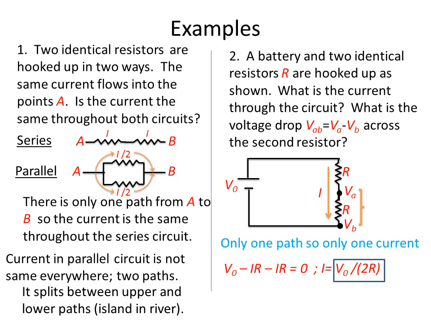Now to answer the second question, what is the voltage between VA and VB? We look at Ohm's law and write down VAB is equal to IR. We know what I is, we found that just above. We can bring that down, and then we multiply by R, and then the R's cancel, and that leaves us that the answer is V0 divided by 2. So the voltage across the second resistor is half the voltage of the battery.